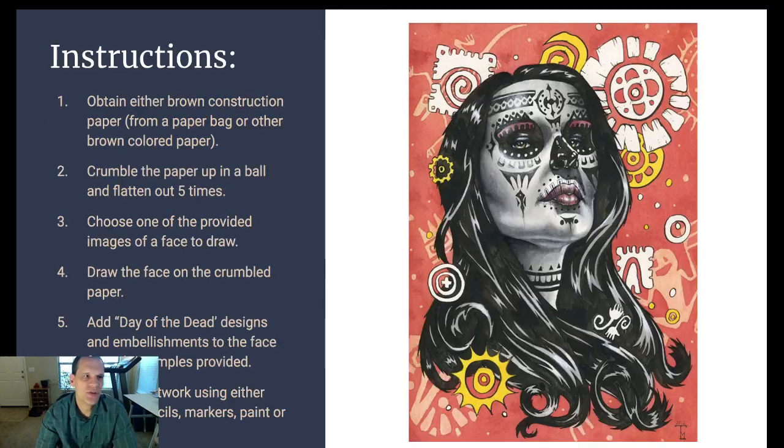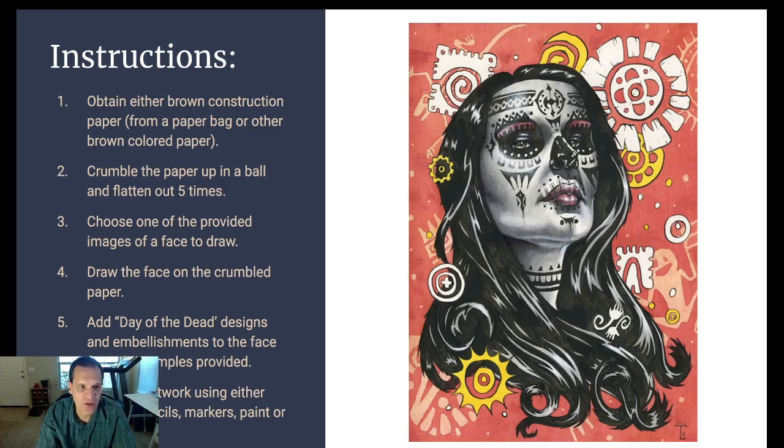Okay, so here are the instructions. The first thing that we want to do is obtain a brown piece of paper, and this can be from a paper bag or other brown colored paper. Then what we want to do is crumple up that paper into a nice ball, then flatten it out and stretch it out, and then crumple it back up again. You want to do this process at least 5 times, so you get a nice crumpled paper.